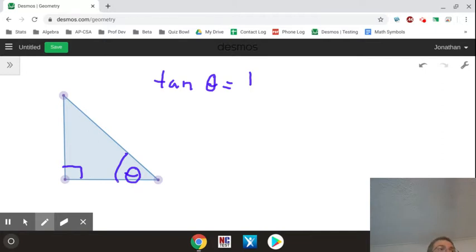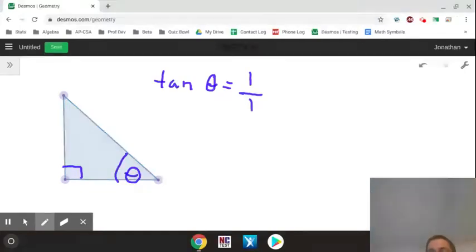Now, trig functions are usually set equal to fractions. So since this is just a 1, I want to make it a fraction. So 1 as a fraction, I can put 1 over 1. That would work for any whole number. If I had tangent of 2, it would be 2 over 1 and so on. So if it doesn't already equal a fraction, you can make a fraction by putting it over 1.